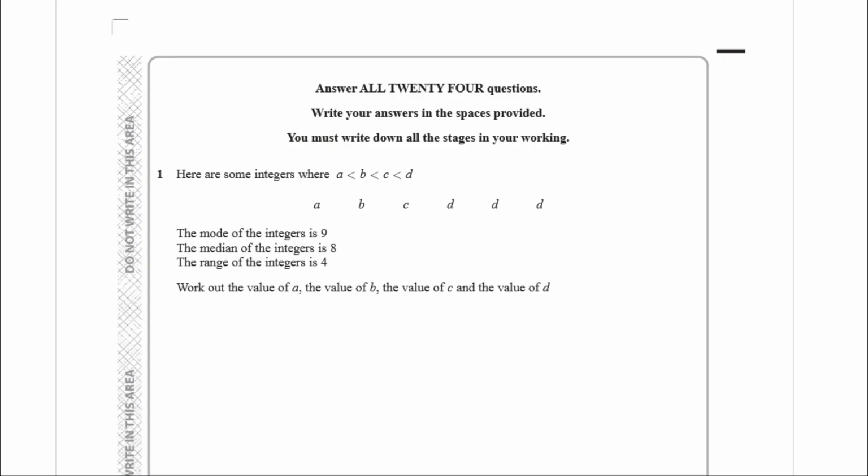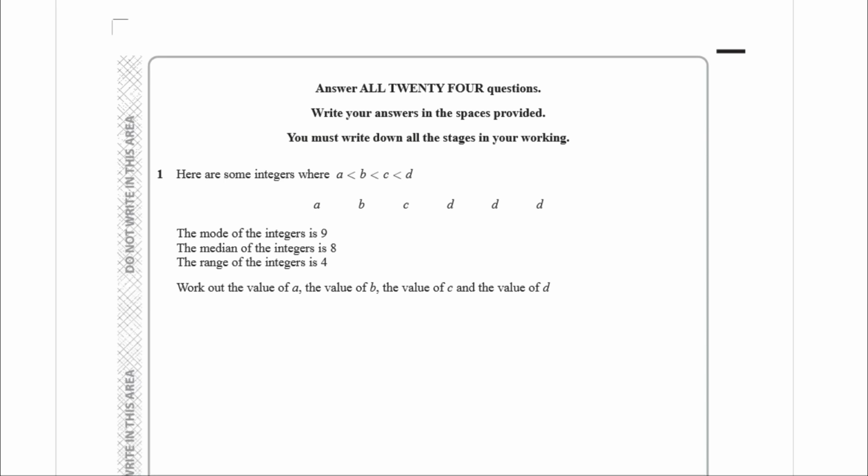So we'll aim to break this paper down into two parts, starting with part 1, which will be questions 1 through 12. Here's question 1. So here's some integers, and you know that A is smaller than B, smaller than C, smaller than D. Starting with our numbers here, the mode is 9, the median is 8, the range is 4.